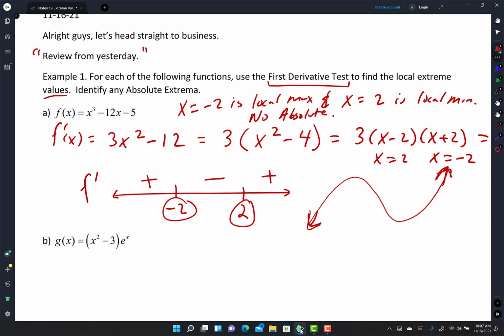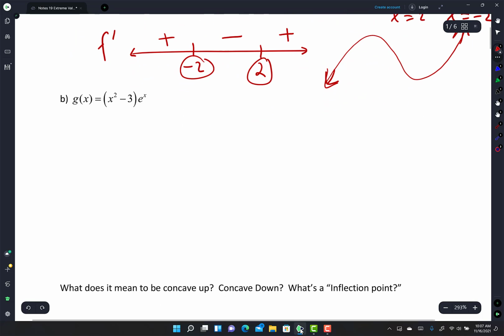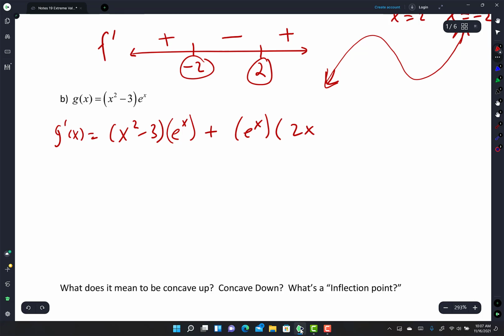All right, let's do the next one, guys, g of x. I'm going to do product rule. There was no way around it. You have to do product rule, guys. First times the derivative of the second, plus second times the derivative of the first. And I know some of you guys do it the other way around. That's fine.